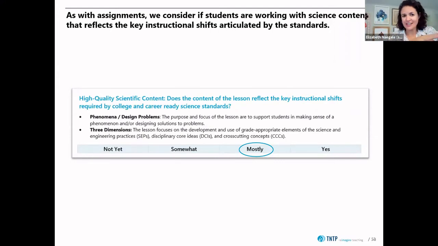Again, remember the purpose of today is to continue to build our understanding and not to get too wrapped up in what's the difference between a 3 and 4. Really just think about, is this mostly aligned to the standards or to our vision, or is it not meeting our expectation for what content should look like? So that's the reason why this is rated as a mostly.